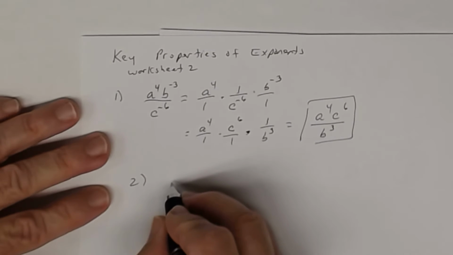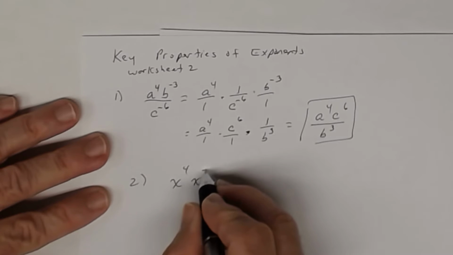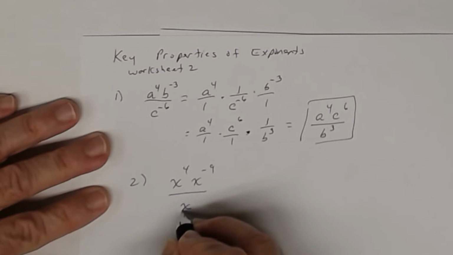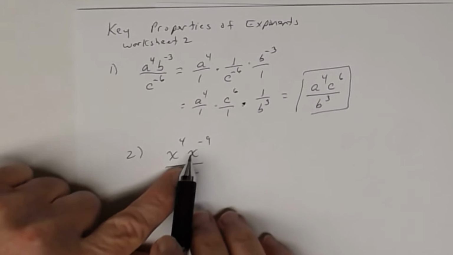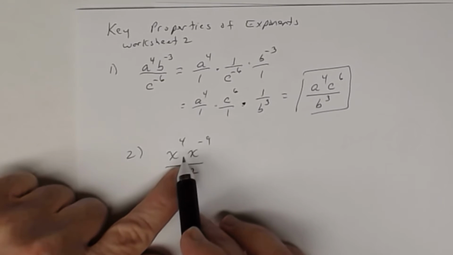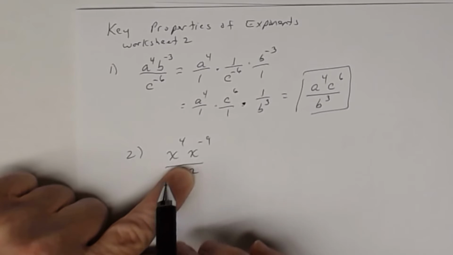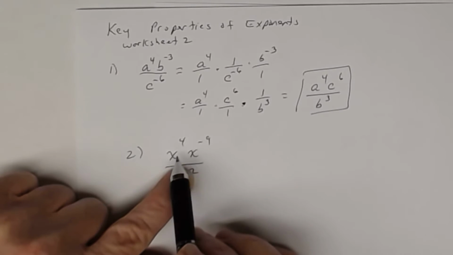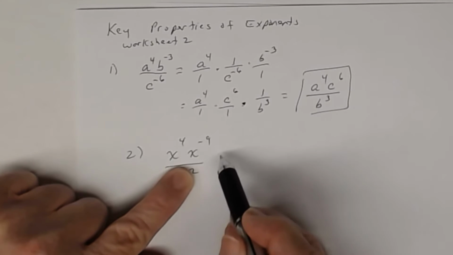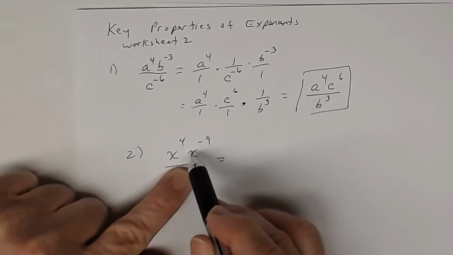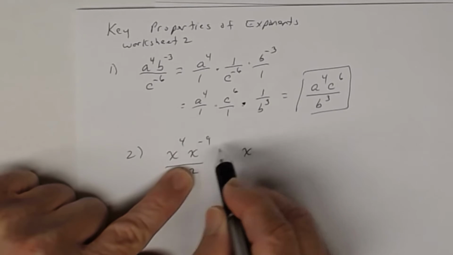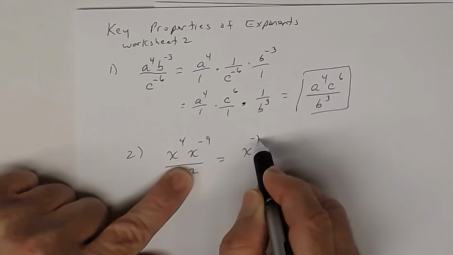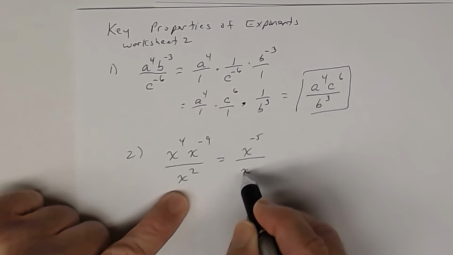So number 2, we have x to the 4th times x to the negative 9th divided by x squared. All right, now notice that straight off in that numerator, I'm multiplying like bases, right? Multiplying like bases. So I can use the product rule for exponents. So when I multiply like bases, I add exponents. So the first thing I would do is use the product rule here. So x to the 4th times x to the negative 9th is x to the 4 plus negative 9 is a negative 5 divided by x squared.